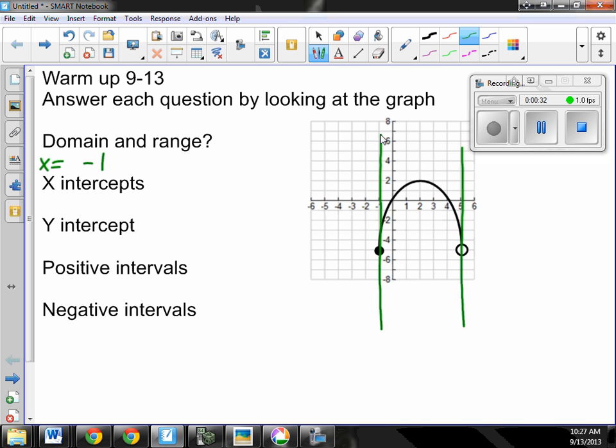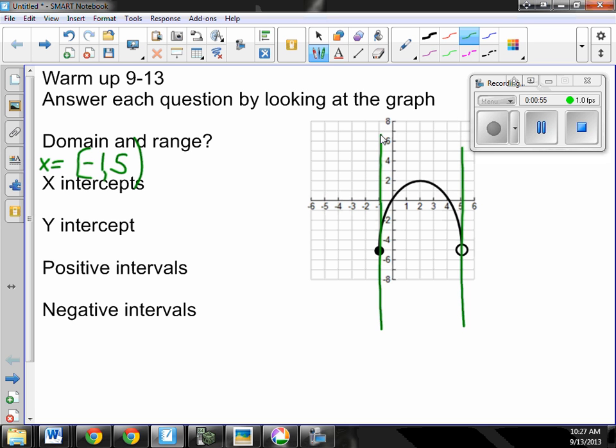Is -1 included in the graph? Yes, how do I know? It's a filled in circle, so -1 is included. What is the high end on the x? All the way up to 5. Okay, does 5 count? No, because it's an open circle.